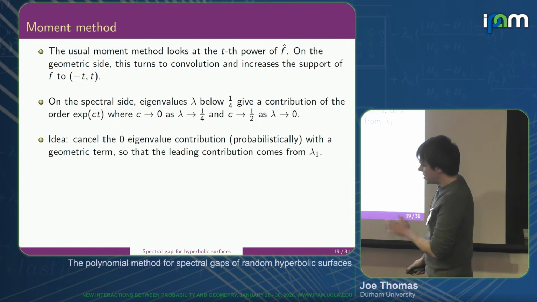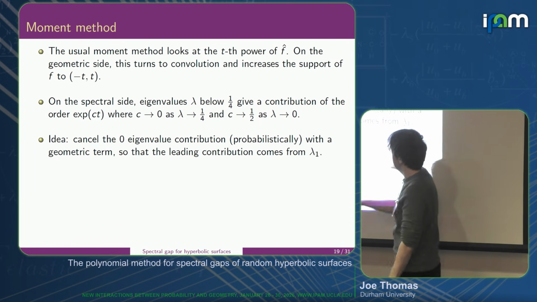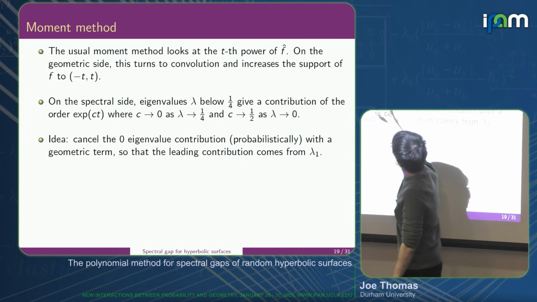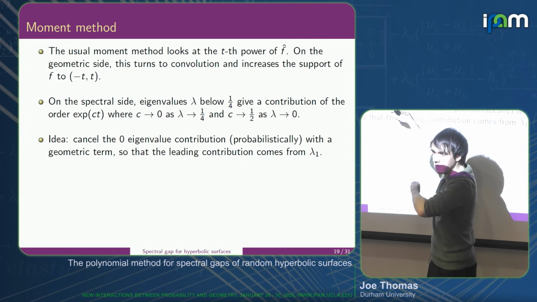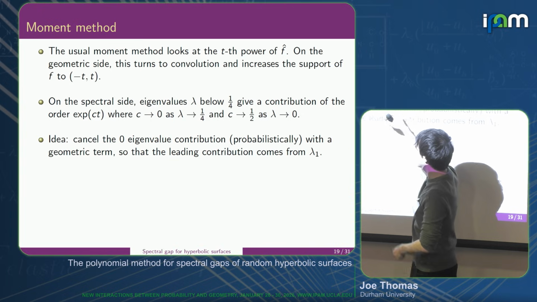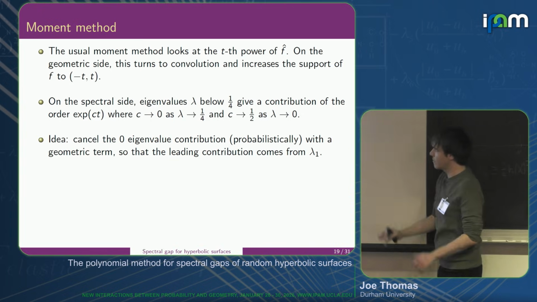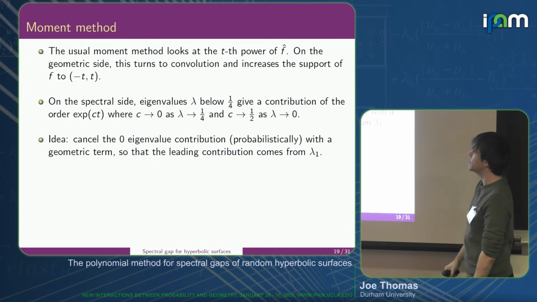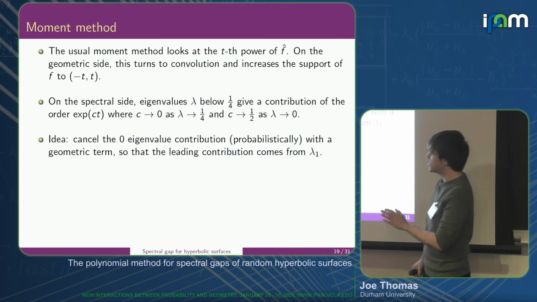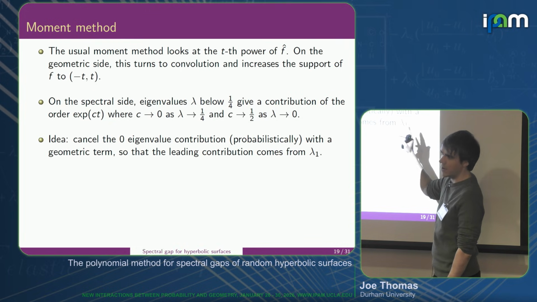So what you'll see is that what this is saying is that eigenvalues close to 0 are going to give the most contribution to this spectral side. I always have this 0 eigenvalue. It's a trivial eigenvalue, always there coming from my constant functions. So I have to deal with it somehow. So the idea is first to cancel this 0 eigenvalue.